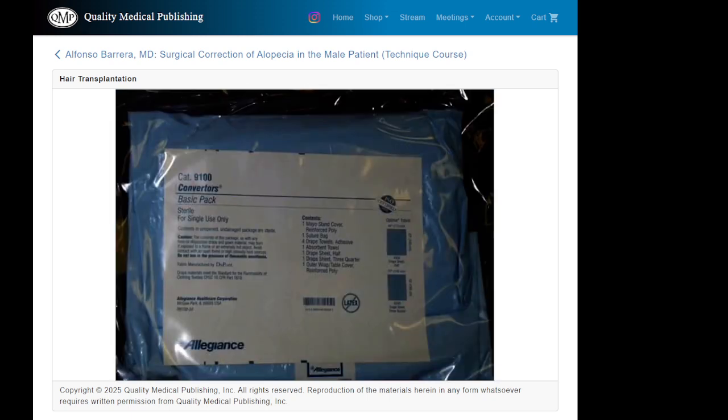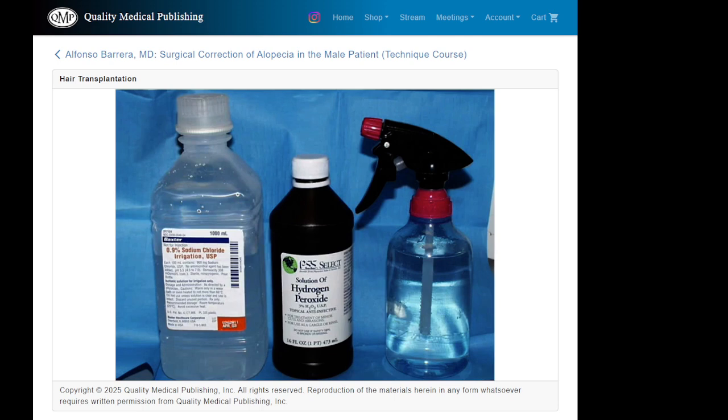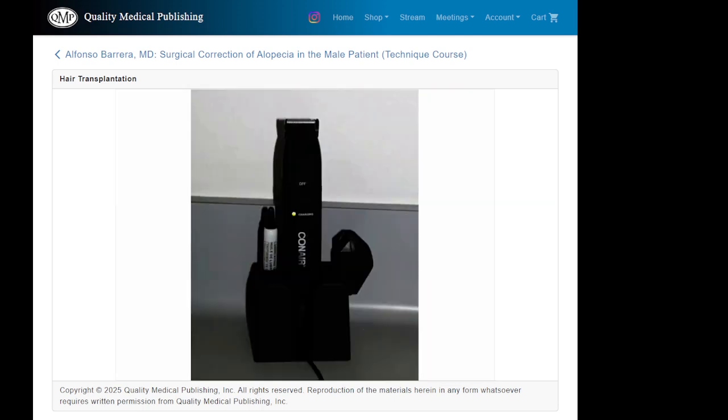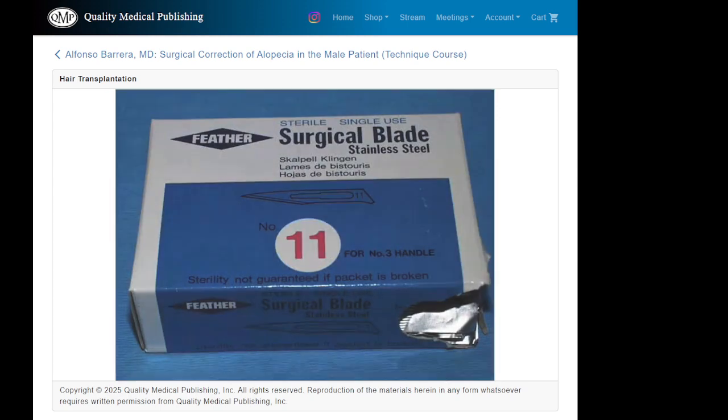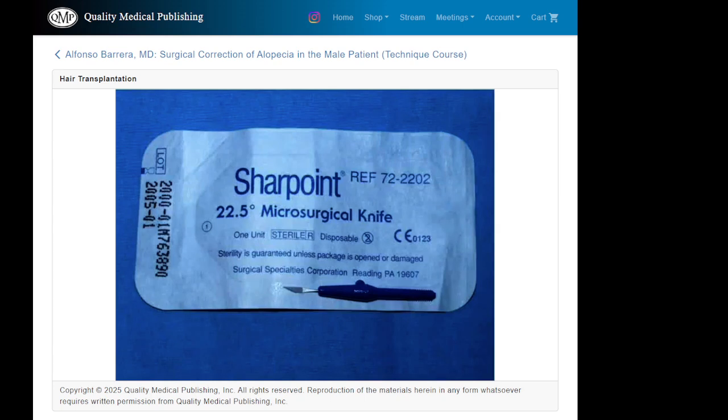1 basic pack converters, disposable set of drapes, 1 pack of 4 blue cloth surgical field towels, 1 or 2 packs of dry laps, and approximately 100 4x4-inch gauze pads. A spray bottle containing 2/3 normal saline solution and 1/3 hydrogen peroxide. Hair clippers. A metallic comb with teeth spaced approximately 2 mm apart. Approximately 30 number 11 Persona feather blades. Beaver number 65 mini blades. Number 22.5 sharp point blades.